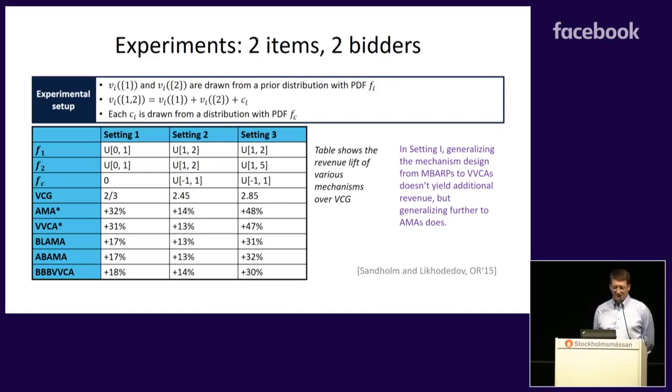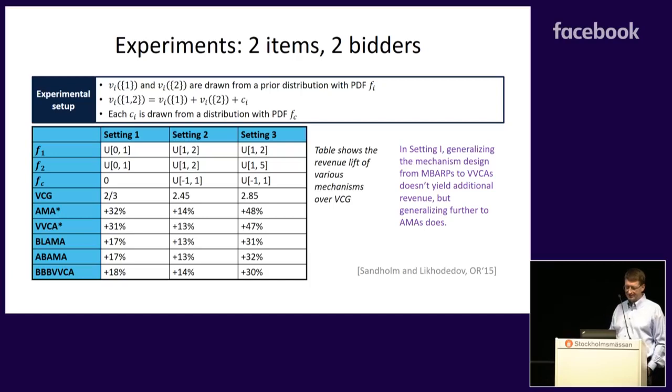So here we have the value of a bidder for item 1 and item 2 drawn from a prior distribution with density function f_i. So the different bidders can have different priors. And the value for the bundle is the sum of the values of the items plus some constant c, where c is drawn from a distribution f_c. We have three settings on the slide here.